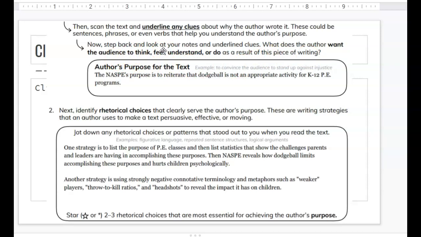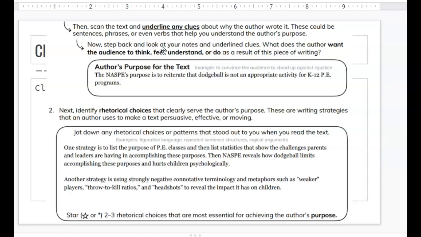What does the author want the audience to think or feel as a result of this piece of writing? Well, it's pretty clear that they don't want us to think dodgeball is a suitable activity for children. So we would write it this way. We're going to use that same thing with the infinitive. So the NASPE's purpose is to reiterate that dodgeball is not an appropriate activity for K through 12 PE programs. So we're going to follow the guidelines where we're going to use the infinitive phrase to reiterate. That's the purpose.